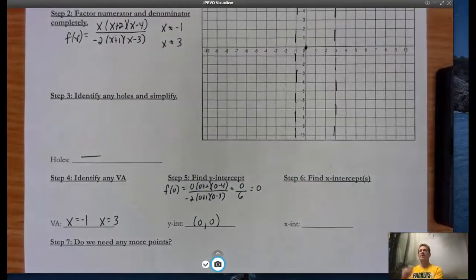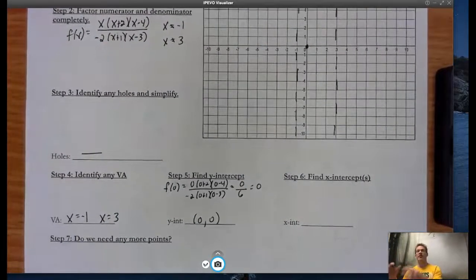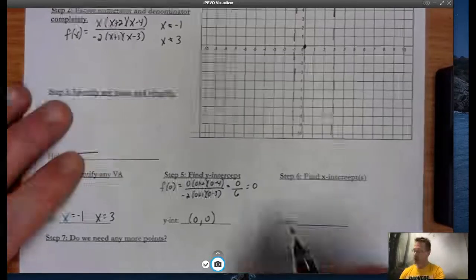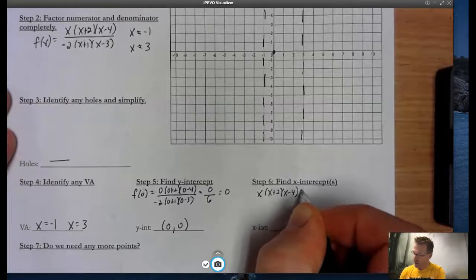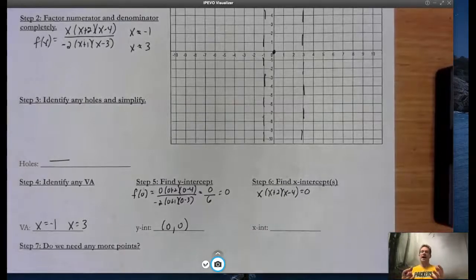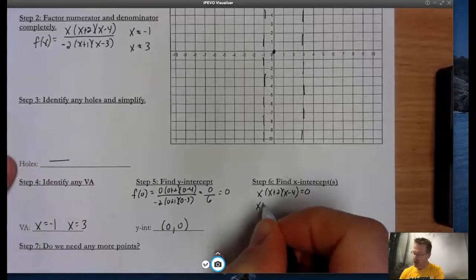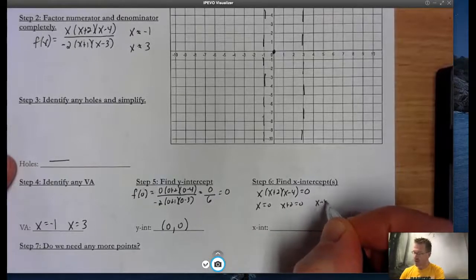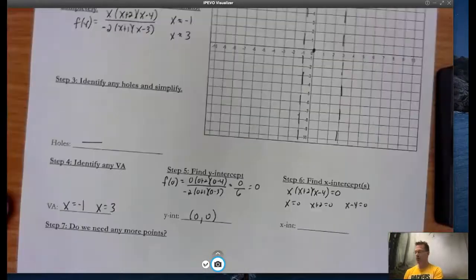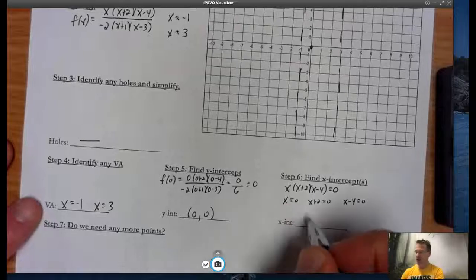All right, so now, find x-intercepts. When we find our x-intercepts, we take the numerator and set it equal to 0. So we take x times x plus 2 times x minus 4 and set that equal to 0. This is a little bit simpler because if we have 3 things that multiply to 0, we can use the zero property of multiplication. That means x could be 0, x plus 2 could be 0, or x minus 4 could be 0. So x equals 0. That's the same one right there, right?